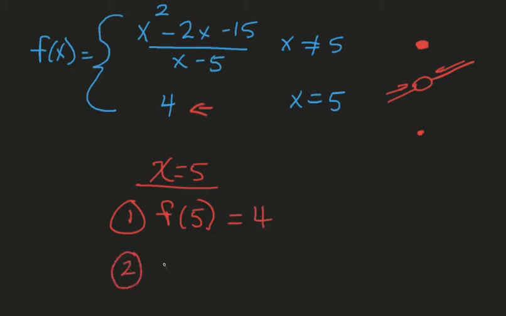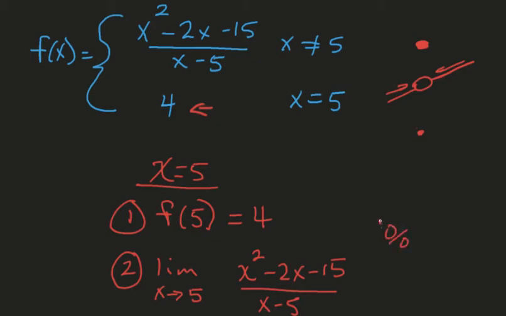Step 2, take the limit as x approaches 5. We don't have to do a piecewise or one-sided limit because this piecewise function is not inequality-based. So we just look at this one and we plug in, and you should get 0 over 0. So we get 25 minus 10 is 15, minus 15 is 0, and then plug in the 5 in the bottom, you get 0 over 0. That's referred to as an indeterminate form, so we write IND for short.